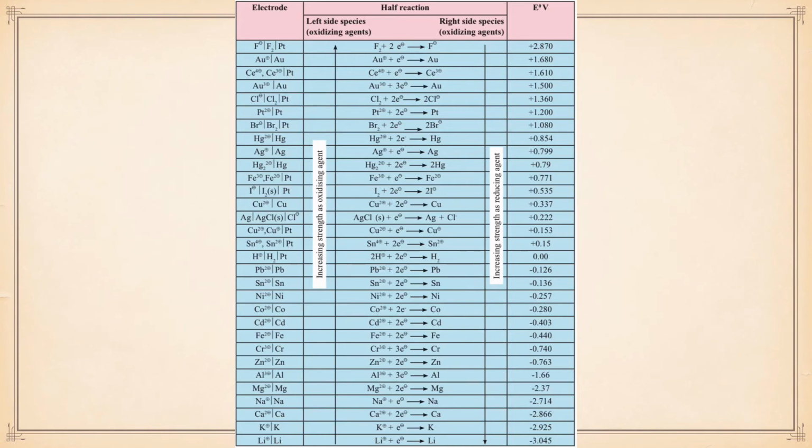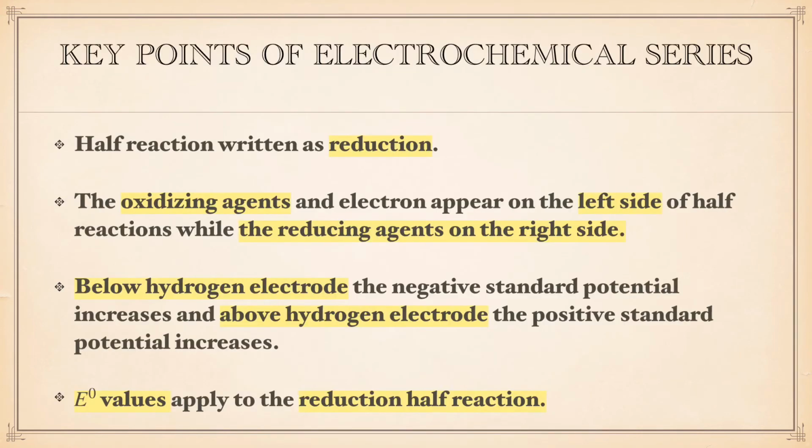Hopefully it is understood. Now we'll see the key points of the electrochemical series. First point, half reactions are always written as reduction. Second point, the oxidizing agents and electrons appear on the left hand side of the half reaction, while the reducing agents are on the right hand side.